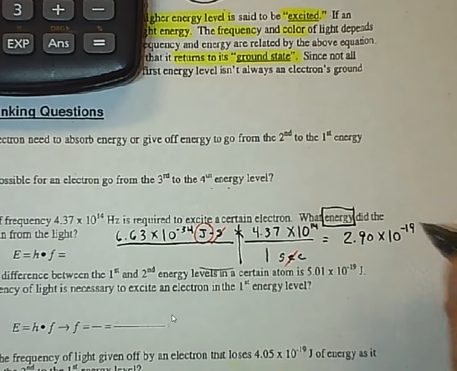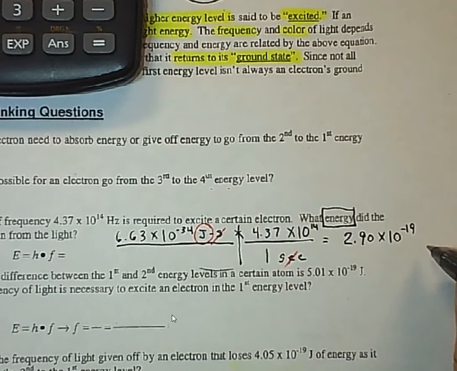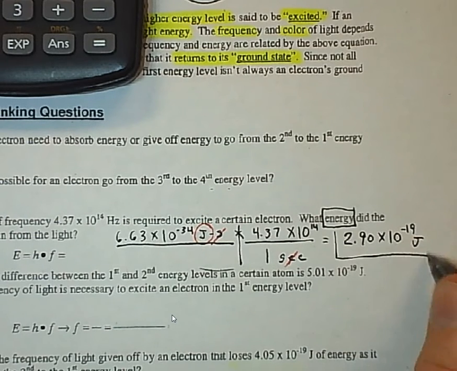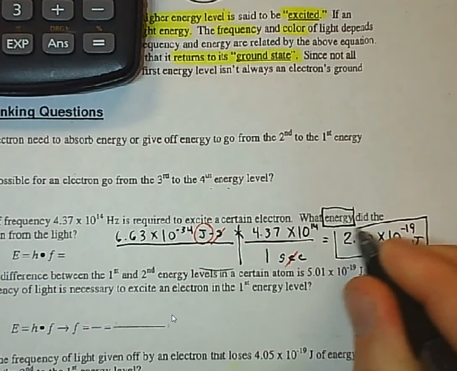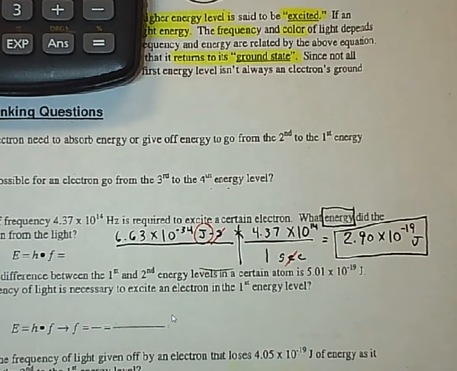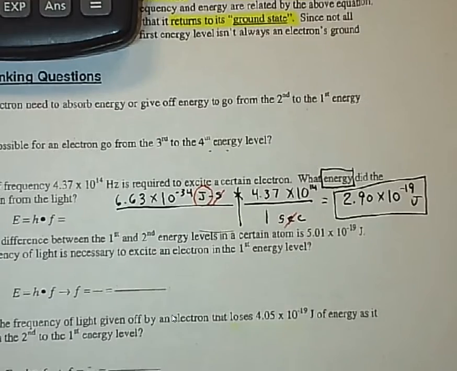If we leave this blank, I'm going to write tacos behind there, and that's wrong. We have to write joules, J. 2.90 times 10 to the negative 19th joules. Okay? That's our first problem. Let's try out number 11.